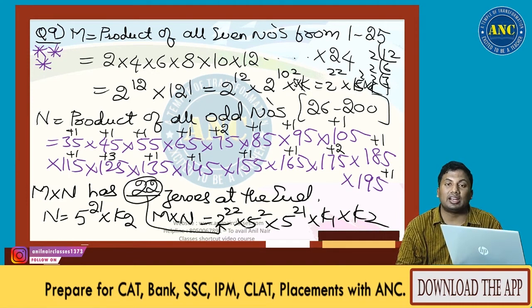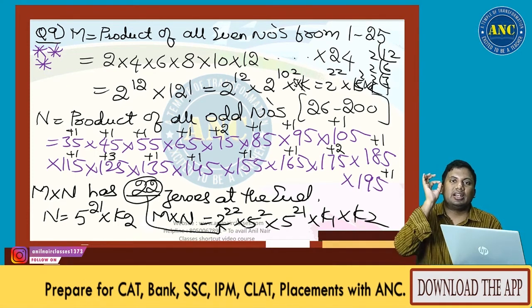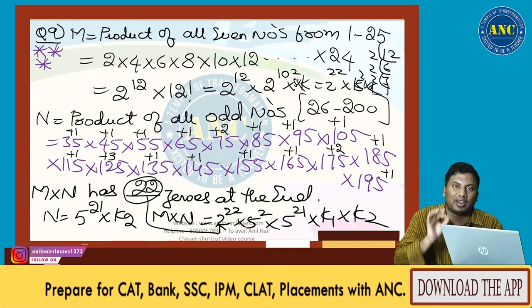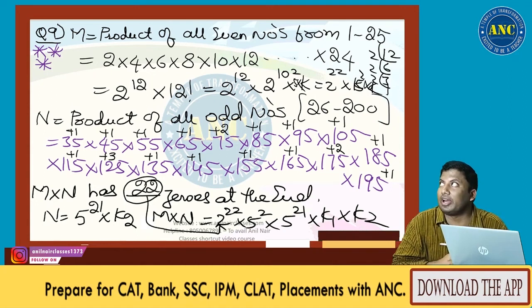22 has resulted because of power of 2, not because of power of 5. Number of zeros at the end: only for factorial problems it is nothing but power of 5. But for other problems it may not be equivalent to power of 5. It may or may not be. Just look at this question, sir.